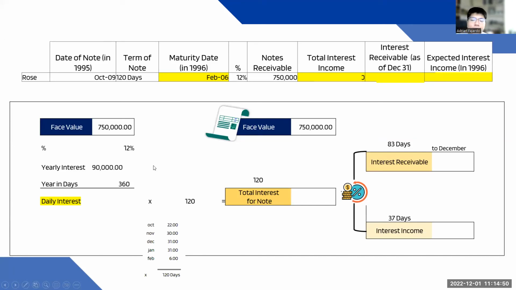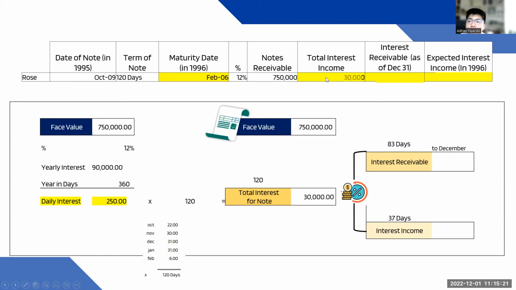the next thing we solve for would be the daily interest. 12% of 750,000 gives you 90,000. Now, 90,000 can be divided by 360 or 365. But, yung 360, yung sabi ng problem. So, 90,000 divided by 360, you have a daily interest of 250. So now, the total interest is basically just 250 times 120 days, 30,000.